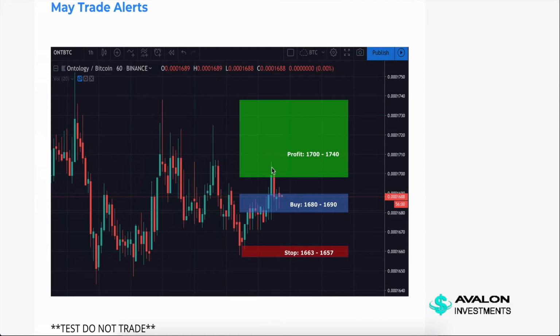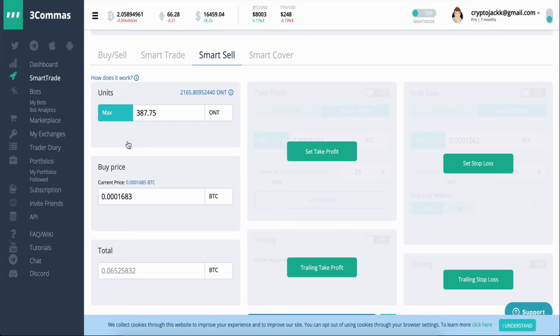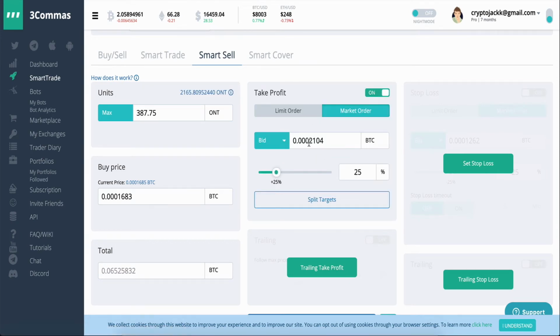In this example, I'm just going to set it at 1700, the lower level of the profit margin, but you can set it anywhere. So we go over to 3Commas, Smart Sell, we go over to take profit, and we will then type it in: 1700. Now we'll do 1710, why not? 1710. We can see here this is a 1.6% profit if the order goes through.